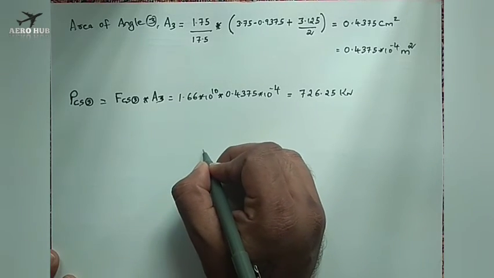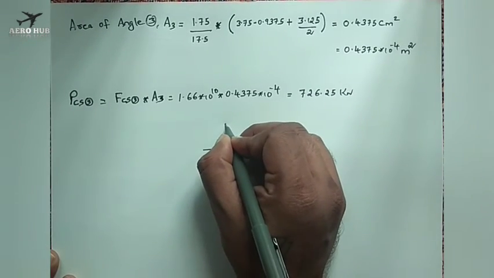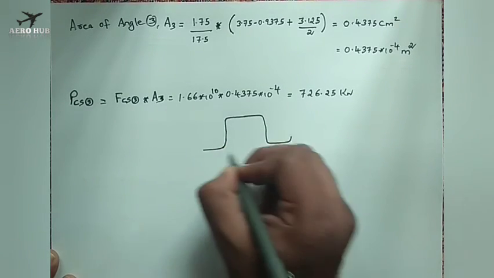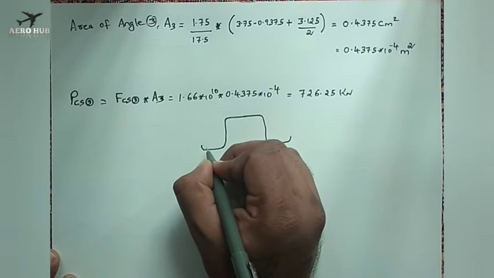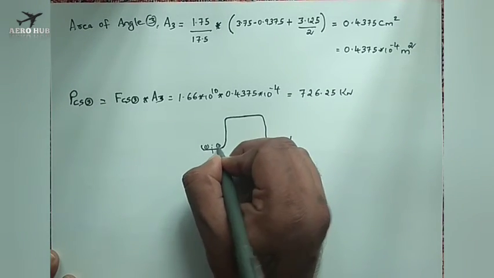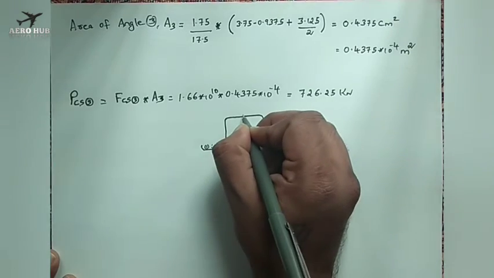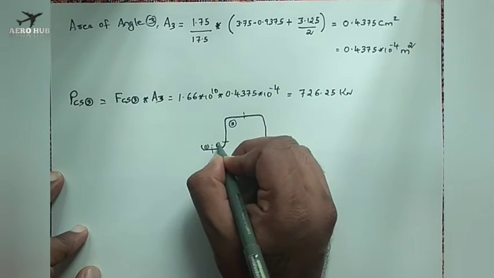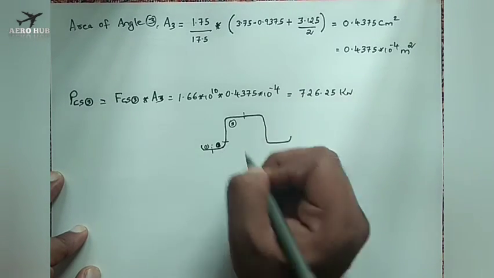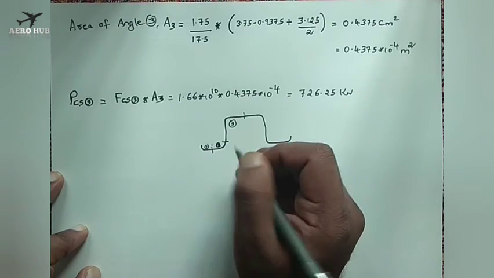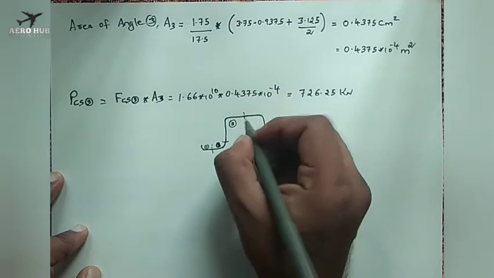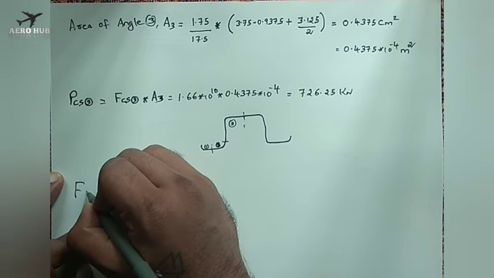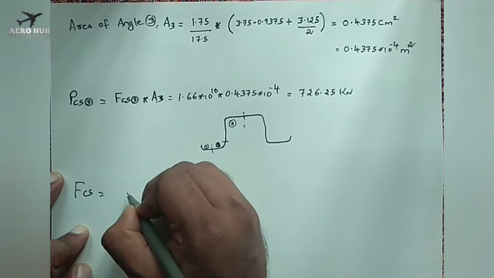And this was our question, and I am not drawing the entire diagram, I'll just show it. This was our angle 1, this was our angle 2, and this one was the angle number 3. So we found out the value of crippling load for angle 1, angle 2 and angle 3. So the crippling load for the entire section will be multiplied by 2 because this is having symmetry about the vertical axis.